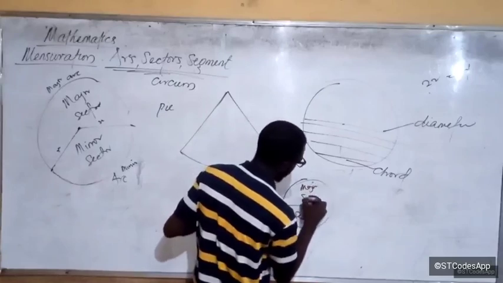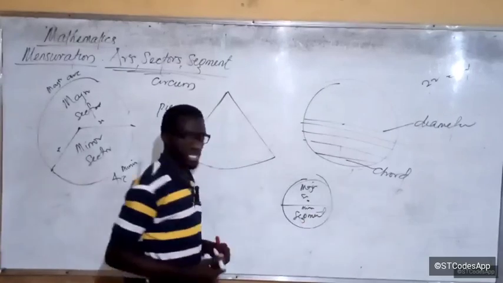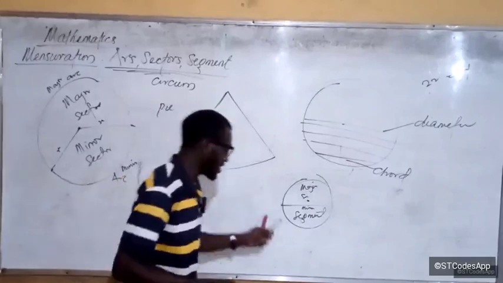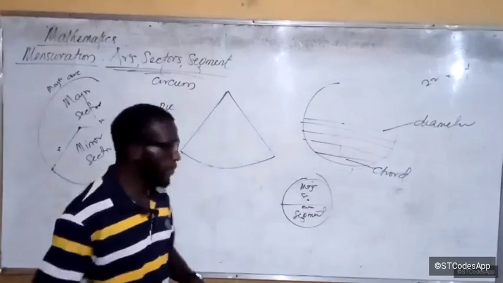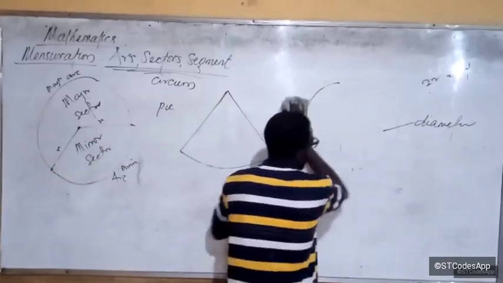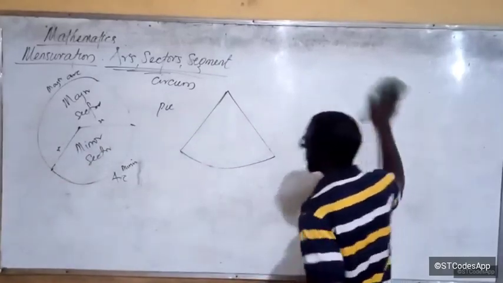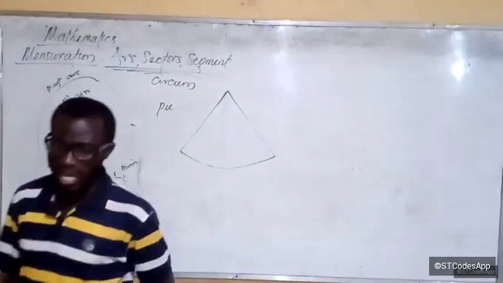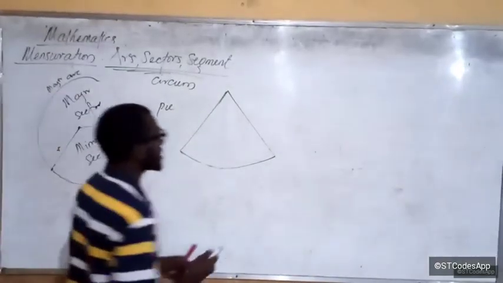The major segment. And notice the great arc is also for the major segment, and the smaller arc is for the what? Minor segment. Good. Having understood that, what do we have of these guys? Now we can begin to calculate some characteristics, such as the area.